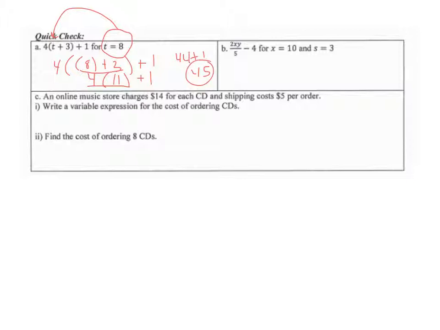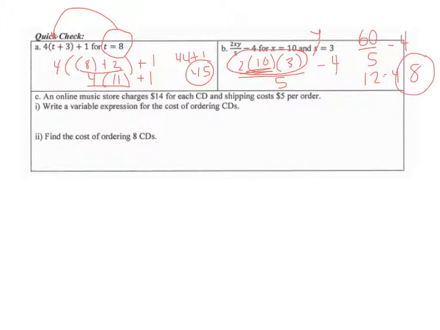That is your answer. The second problem, plug in 10, and it should be not S but Y. So Y is 3 all over 5 minus 4. So do 2 times 10 times 3, which is 2 times 10 is 20, times 3 is 60. 60 divided by 5 minus 4. 60 divided by 5 is 12. 12 minus 4 is 8. So the answer is 8.